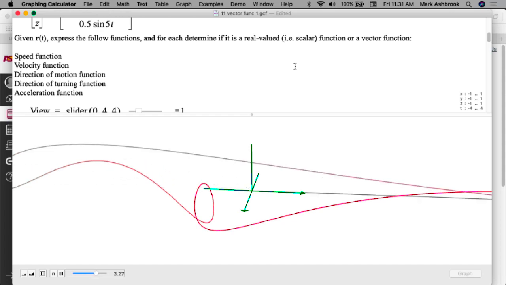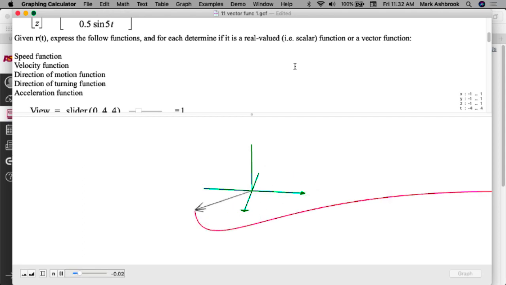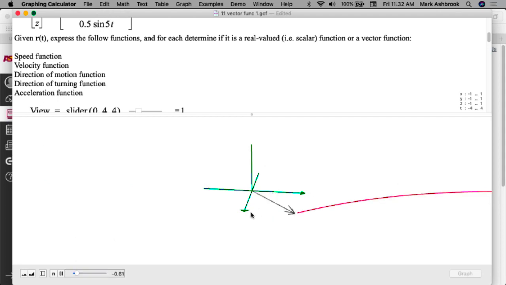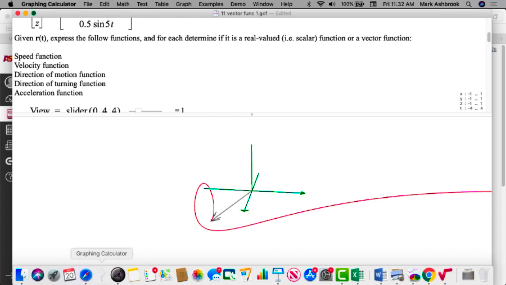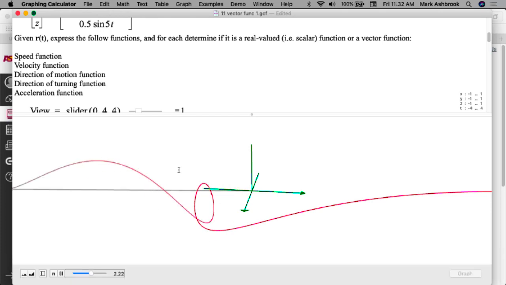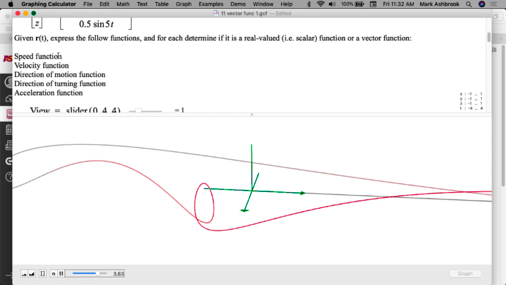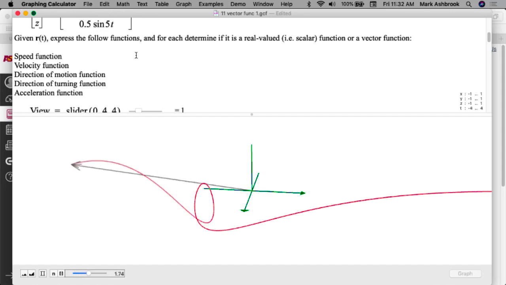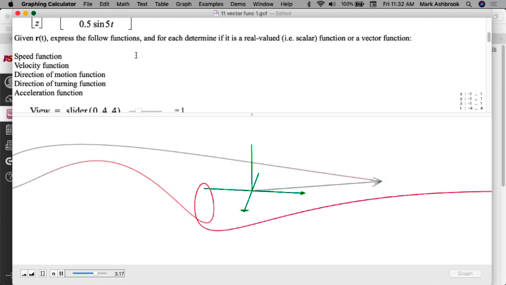So go through each of these 5 and determine if it's real valued or a vector function. And then we want to write a mathematical representation of it. If this is the r function, then in terms of r, what would the speed function, the velocity function, direction, etc. be? What is it, real valued or vector function? And how would you write it mathematically in terms of r? Go. You've got a couple minutes.